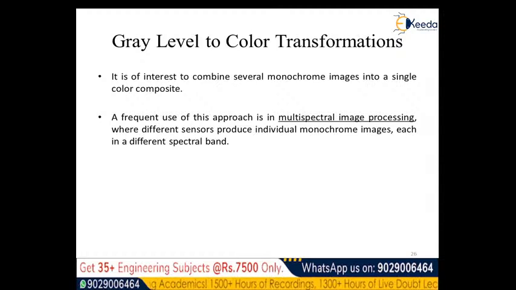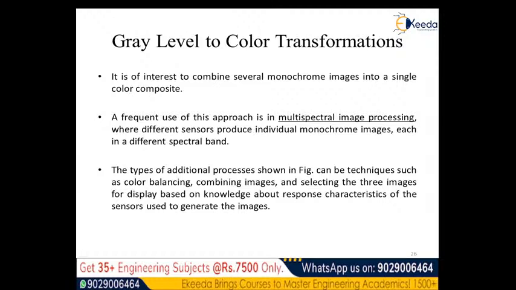The frequent use of this particular approach is found there, and the different sensors produce individual grayscale or monochrome images in each of the different spectral bands, as I have discussed here. Here are the types of additional processes, as we see in the figure: color balancing, combining images, and selecting 3 different images for display purposes, based on whatever knowledge we have regarding the response characteristics of the sensors.